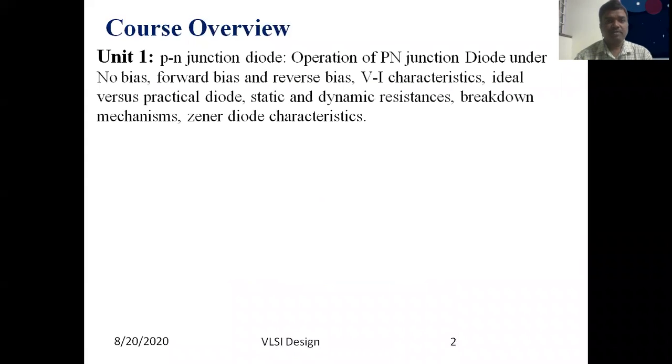In the first unit, we are going to study PN junction diodes and their basic characteristics, that is called volt-ampere characteristics, ideal versus practical diode, static and dynamic resistance, breakdown mechanisms, and Zener diode characteristics. These are the subtopics in unit 1.